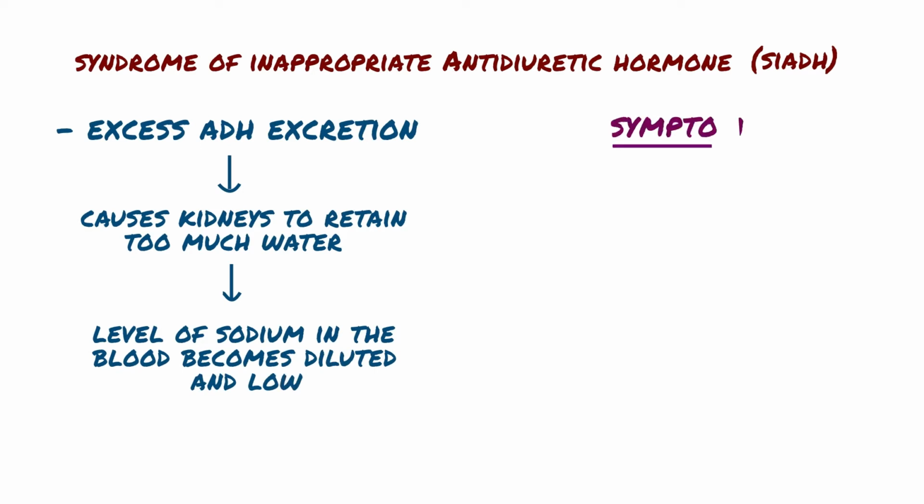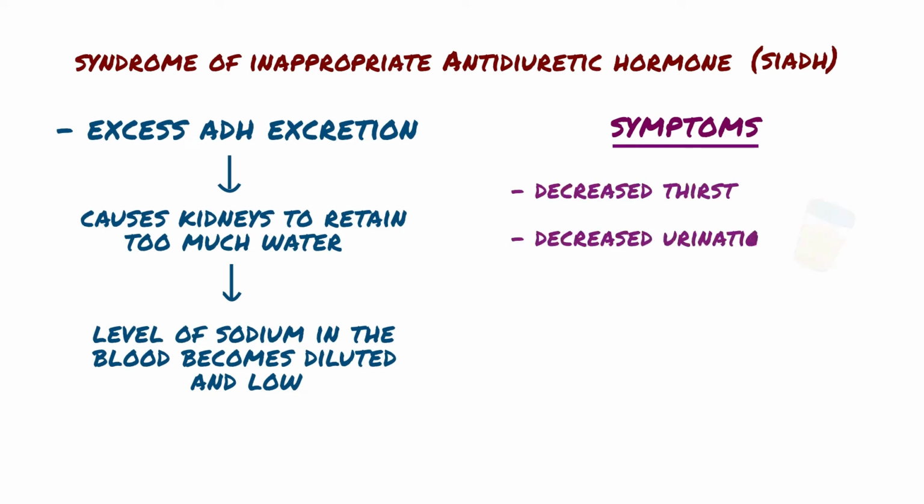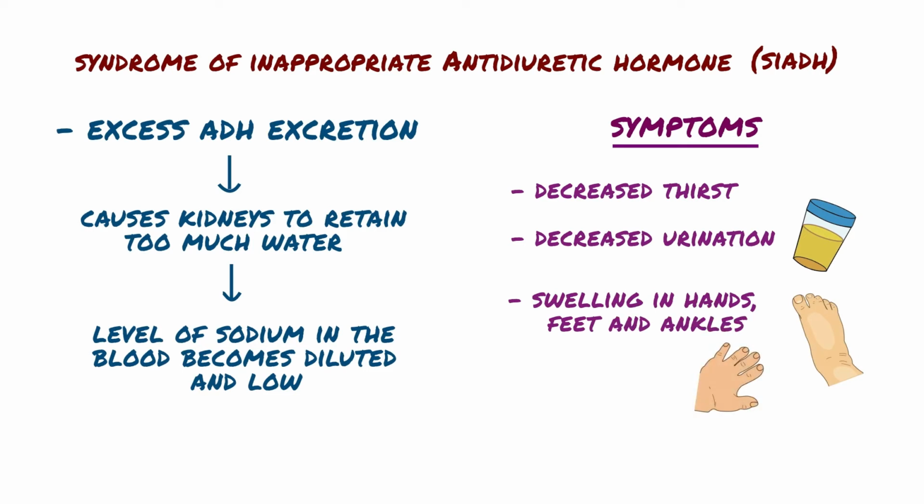And the symptoms of syndrome of inappropriate antidiuretic hormone can include decreased thirst, decreased urination, which is dark yellow, swelling in hands, feet, and ankles, and lastly, confusion and seizures may occur if sodium is very low.